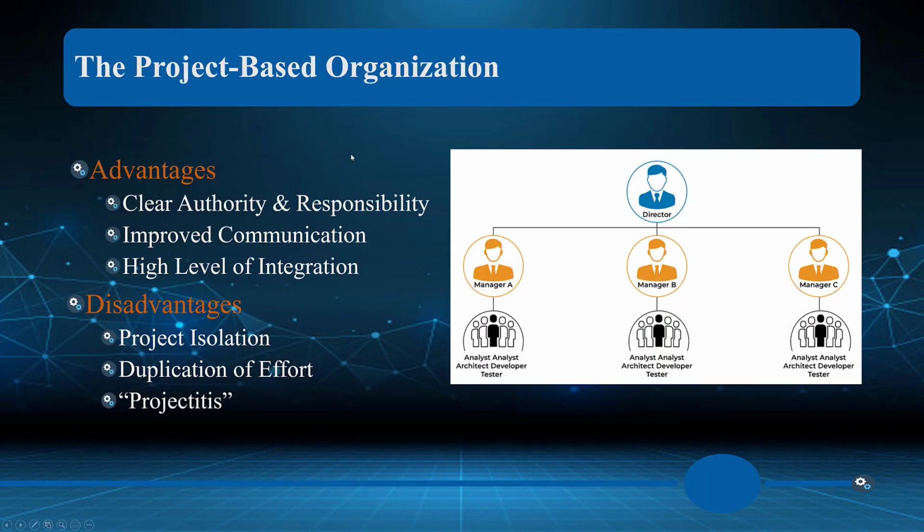Okay, now as we look at the project base, notice here we end up with some silos, if you will, okay, that didn't exist in the previous. So there's clear authority. We can see that the director is over manager A, B, C. These might be our project managers here. And here is the development team. Here is the project team, analyst, architect, developer, tester, again, the project team, right?